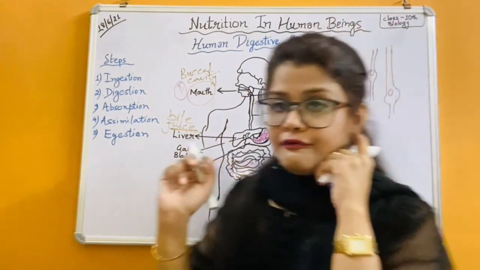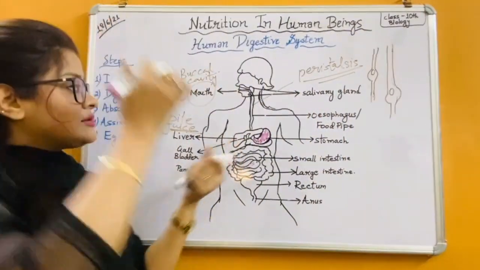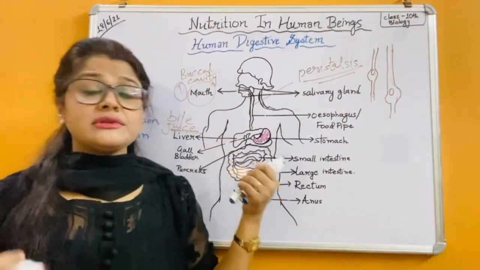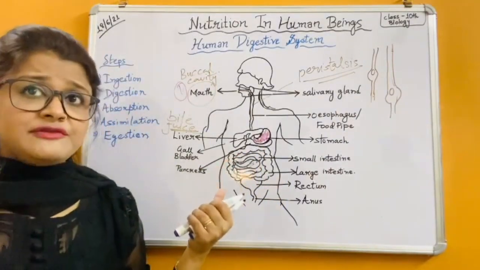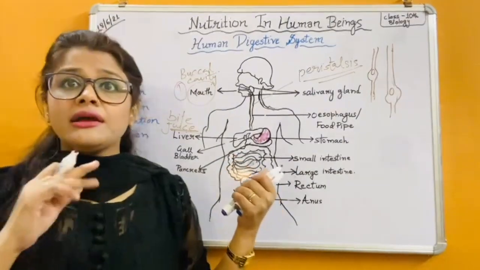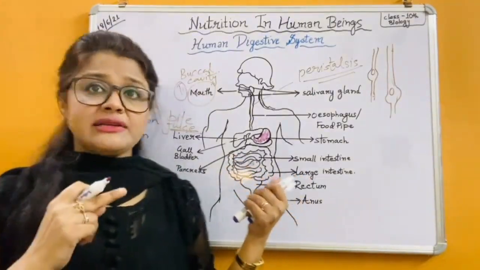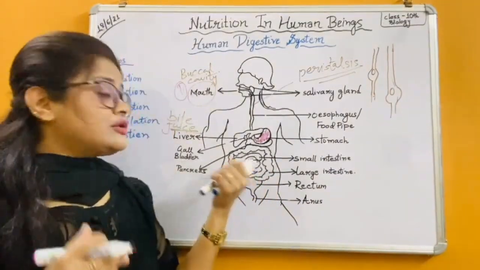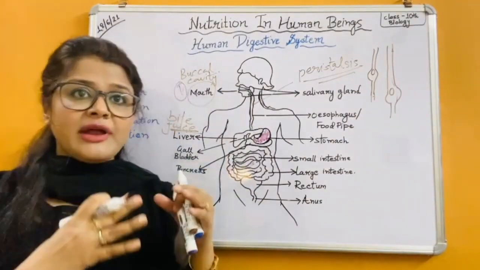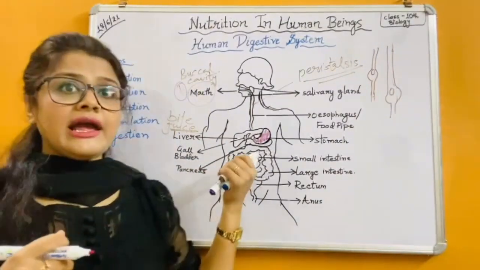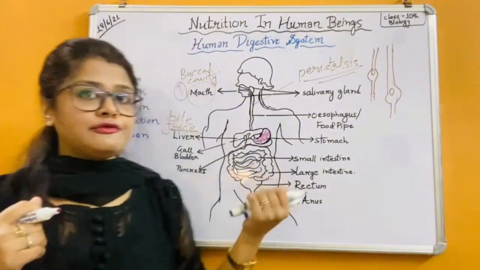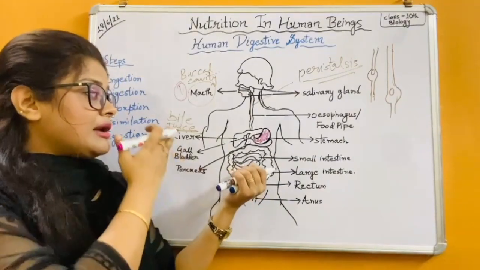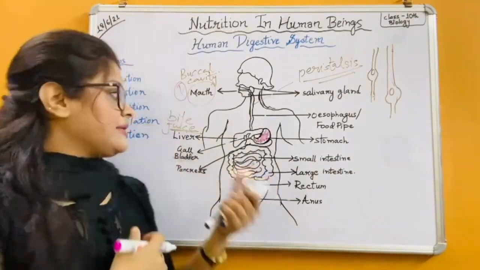Now moving further, after the stomach the food is passed to the small intestine. Remember, this is the last step of digestion. In the small intestine the last step of digestion takes place, and most of the digestion occurs here only. The bile juice from the gallbladder is secreted into the small intestine and helps in the breakdown of fats in the food present there.